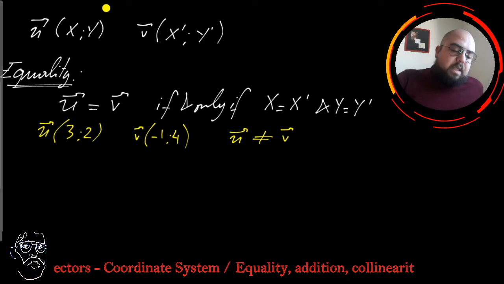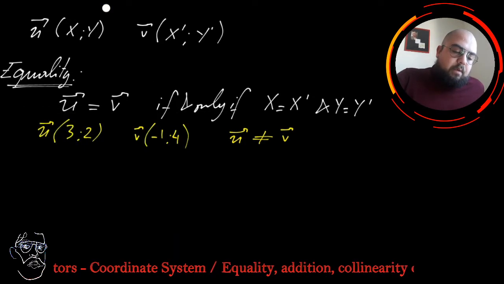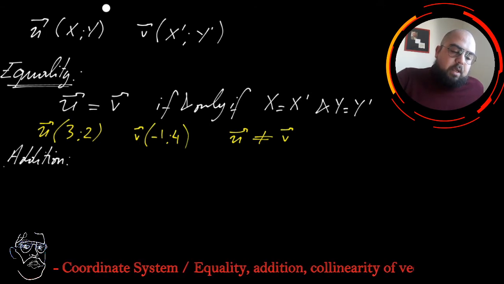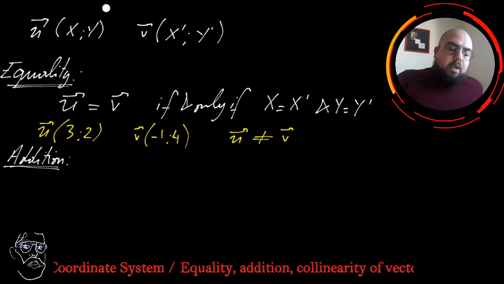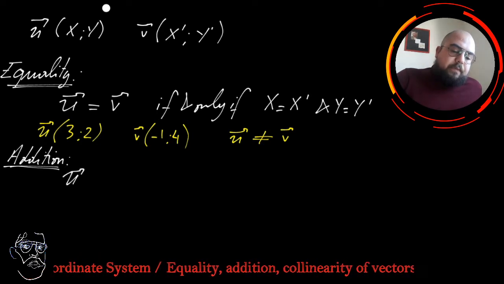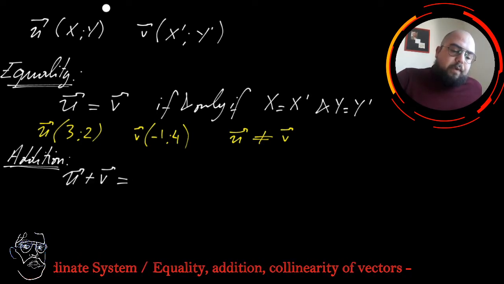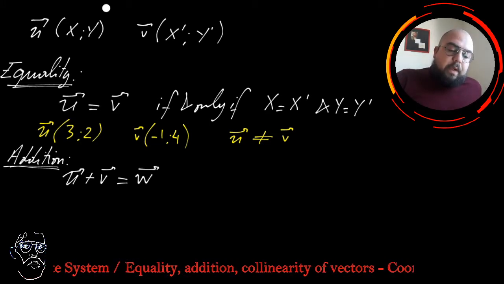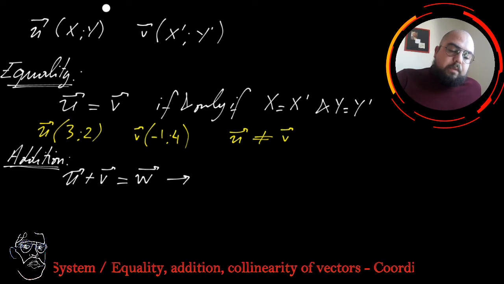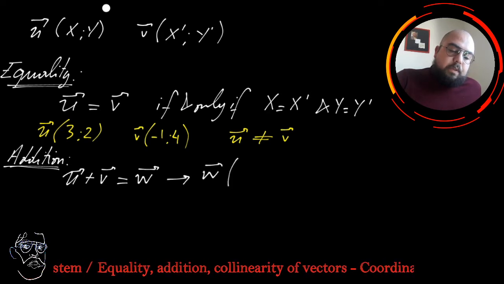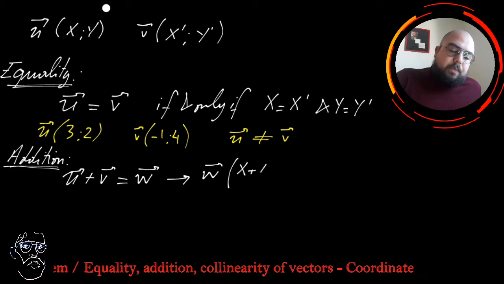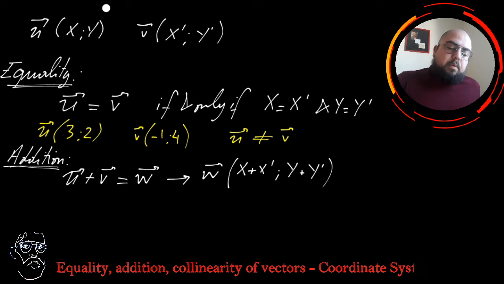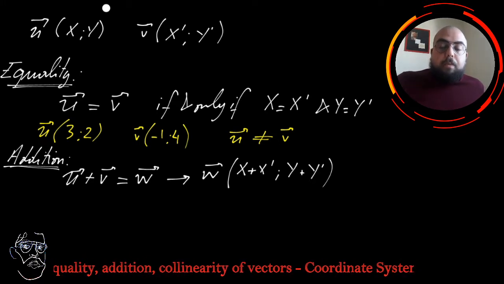Now, what about the sum or the addition? In case you're interested in the addition, you will have to say that u plus v is equal to a new vector, which we're going to call w. Now, this vector w will have the components x plus x prime and y plus y prime.